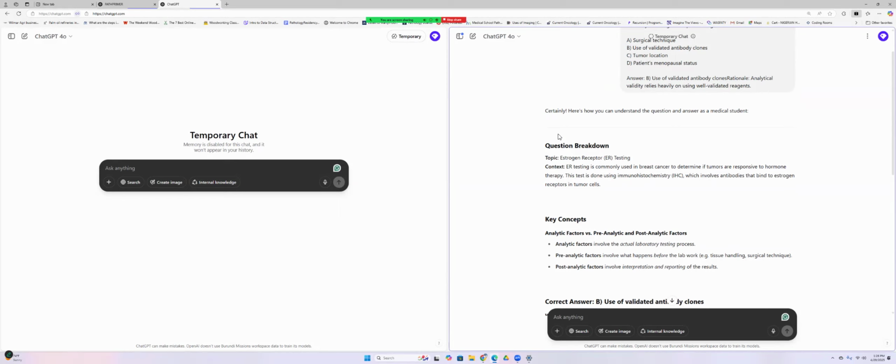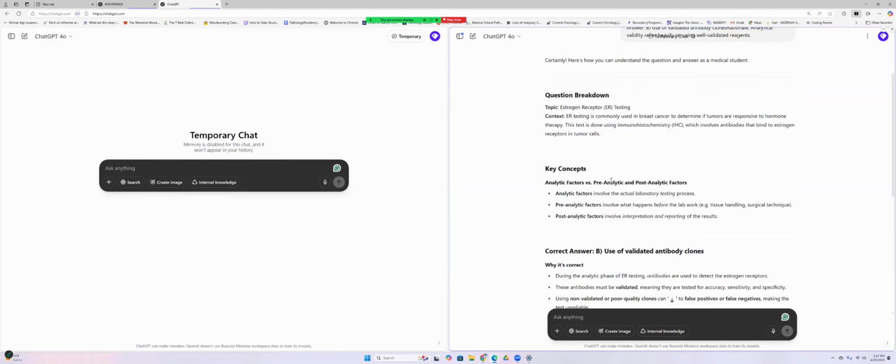Three concepts: analytic factors versus pre-analytic and post-analytic factors. What are analytic factors in laboratory testing? The testing process, the actual testing process. Pre-analytic is before the work: tissue handling, surgical technique. Interpretation and reporting is post-analytical. Can you give me an example of post-analytical? Interpretation and reporting.